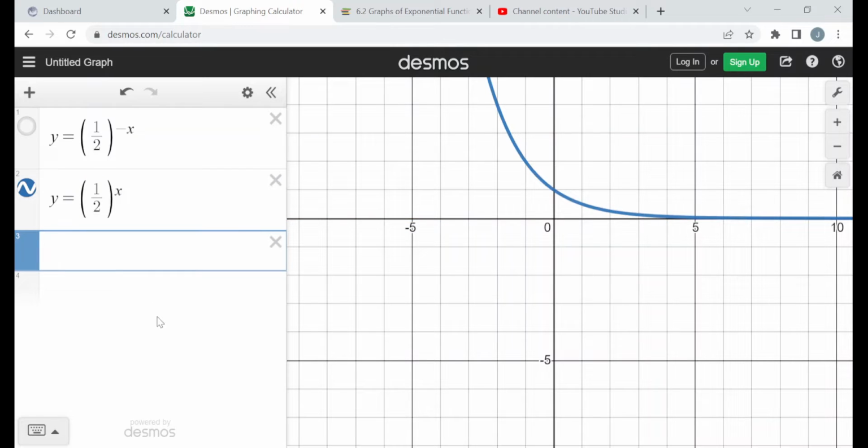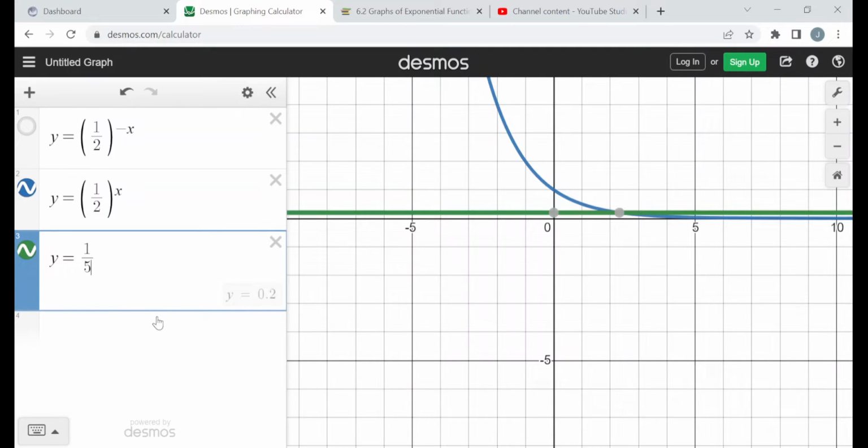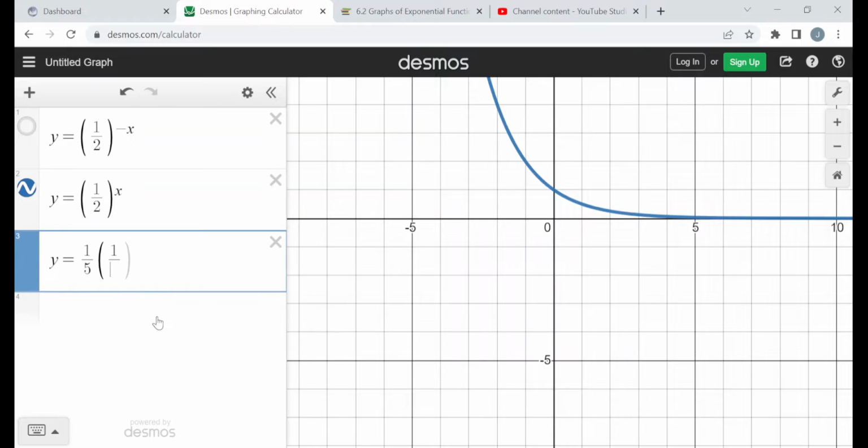And then we were simply asked to vertically compress this by a factor of 1/5. Y equals 1/5 times 1/2 to the x. And now you see all the points on the green graph are closer to the x-axis than the points on the blue graph, right? So I had a vertical compression. All right. And again, I'll sketch this by hand here. You got the point (0, 1/5) is the y-intercept. It's a decreasing function.